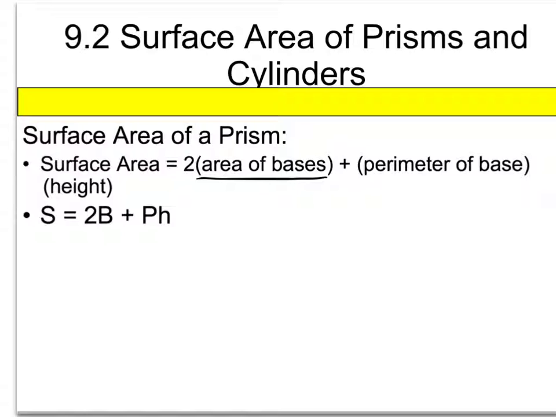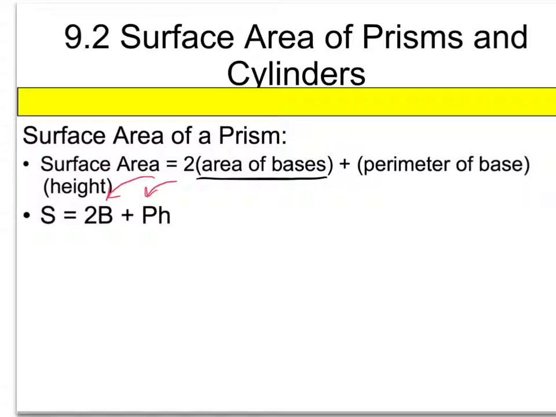Also, what I want you to notice is when we write it out in a formula using symbols, our formula has a capital B and a capital P. That's referring to the area of the base with the capital B, and capital P means the perimeter of the base, not the perimeter of the object. You're finding the perimeter of the base.